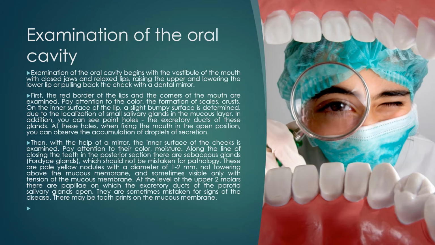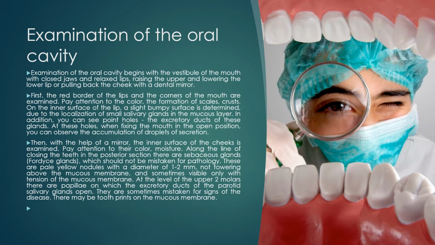On the inner surface of the lip, there can be a slightly bumpy surface, due to the location of small salivary glands in the mucous layer. In addition, you can see point holes, the accessory ducts of these glands. At these holes, when fixing the mouth in the open position, you can observe the accumulation of droplets of saliva secretion. Then, with the help of the mirror, the inner surface of the cheeks is examined.